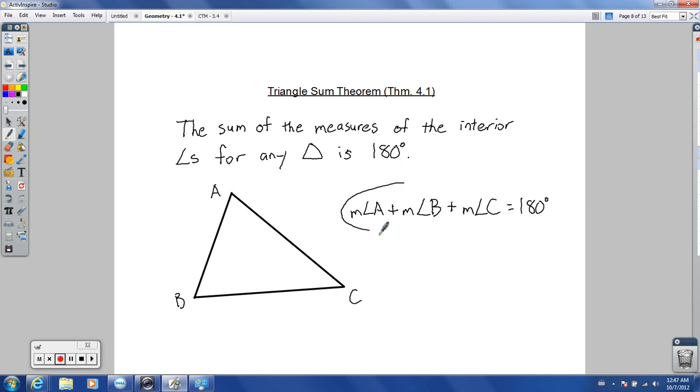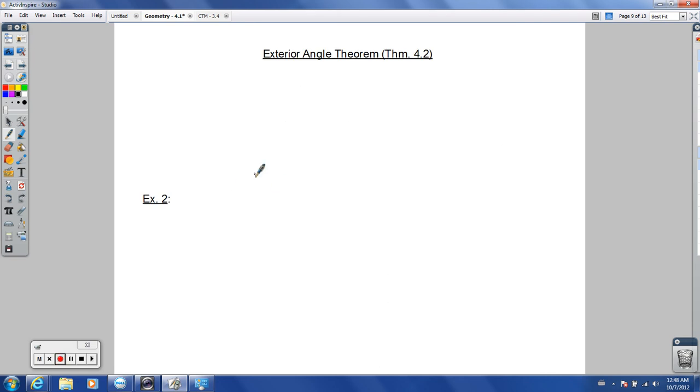That's the big thing to remember here. So any triangle you take, any triangle you could draw, I could have a super tall skinny one, I could have an obtuse one, acute one, I could have any triangle at all. The three angles on the inside, the interior, are always going to add up to 180. Okay, that's the triangle sum theorem.